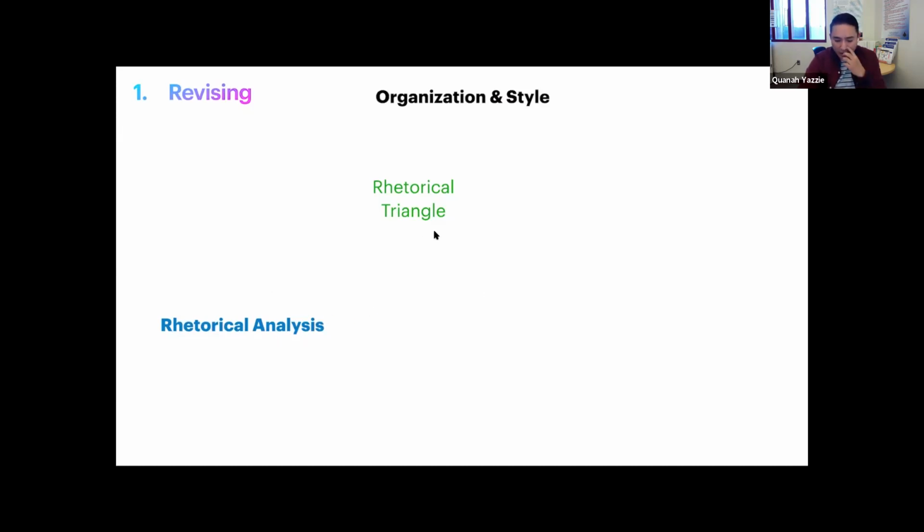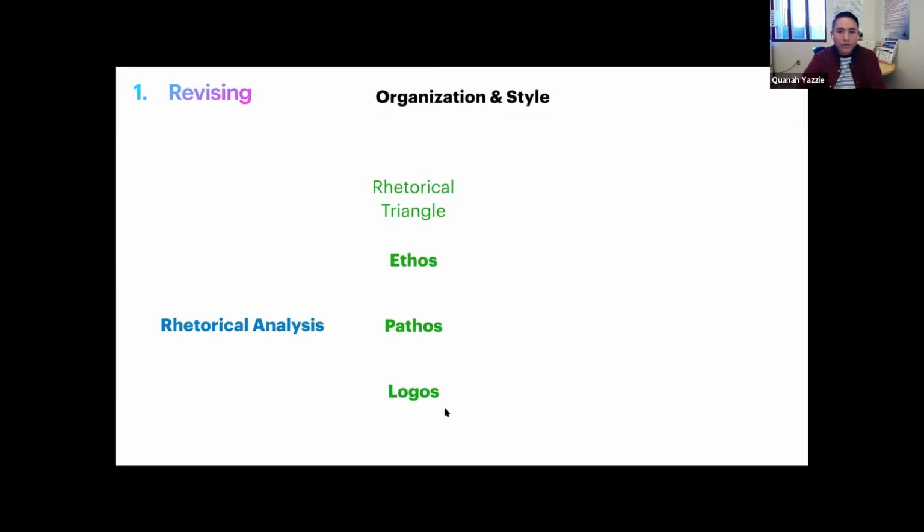So a rhetorical triangle is actually the art of persuasive speech used by writers, speakers, and artists, and so forth. So if you remember, a rhetorical triangle involves these three things here. You have ethos, pathos, logos. Ethos is the appeal to credibility. Pathos is the appeal to emotion. And logos is the appeal to logic.